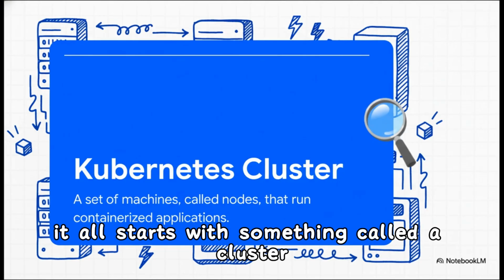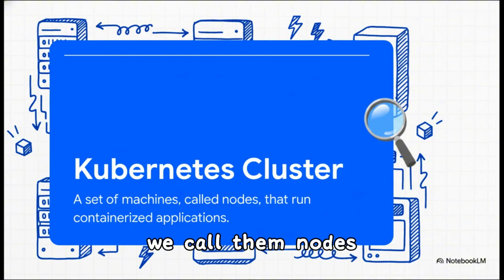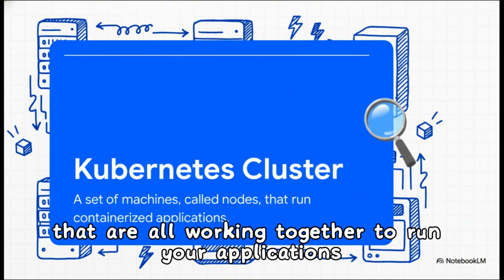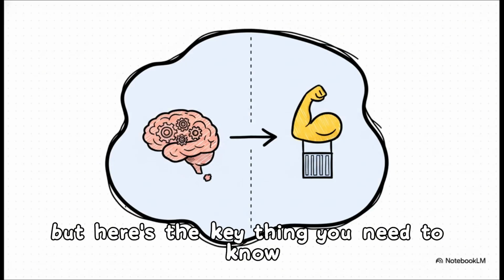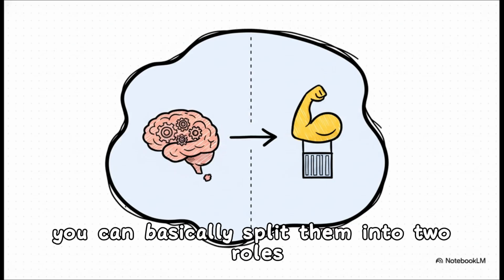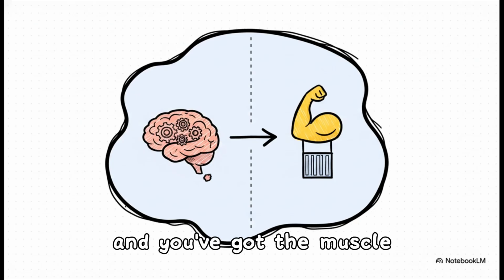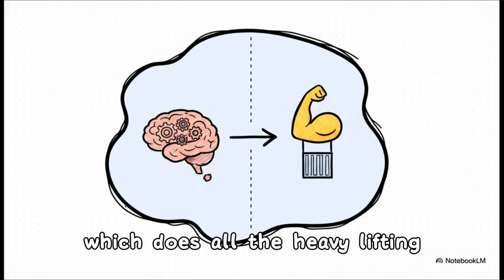It all starts with something called a cluster. And a Kubernetes cluster is really just a set of machines, we call them nodes, that are all working together to run your applications. But here's the key thing you need to know. Not all of these machines have the same job. You can basically split them into two roles. You've got the brain, which makes all the decisions, and you've got the muscle, which does all the heavy lifting.